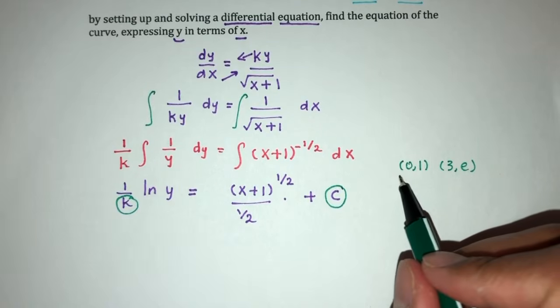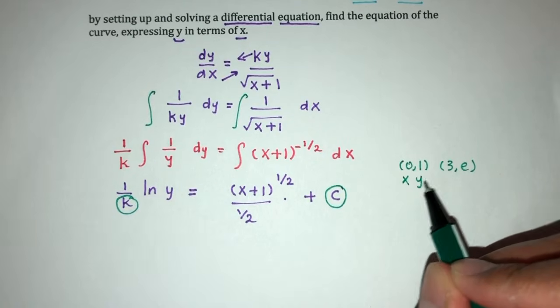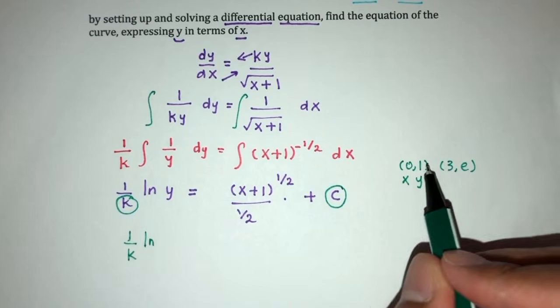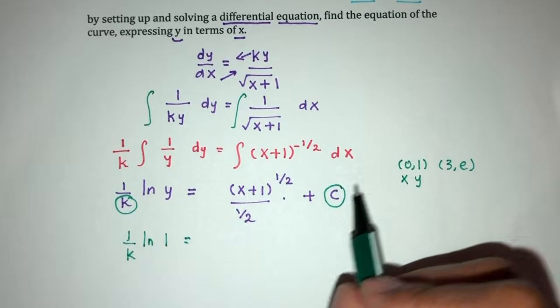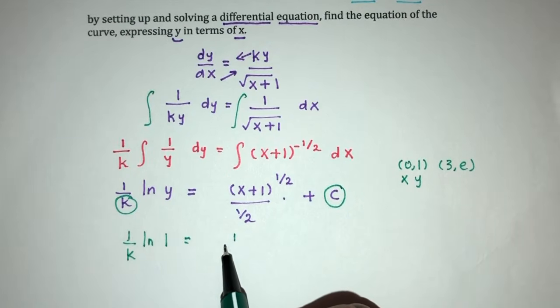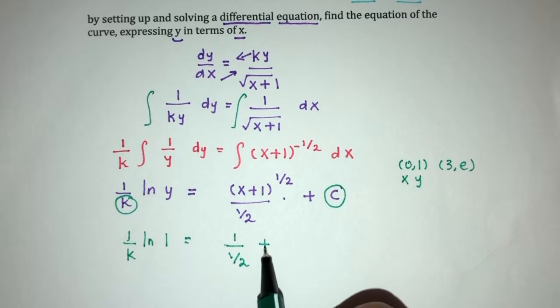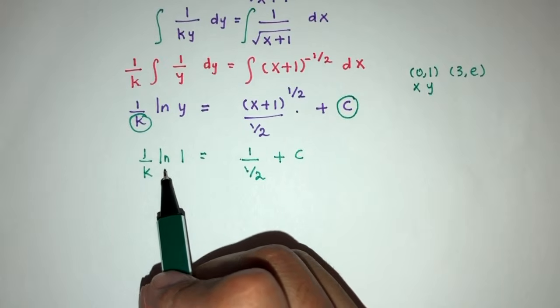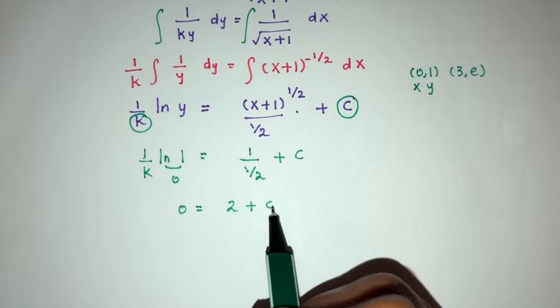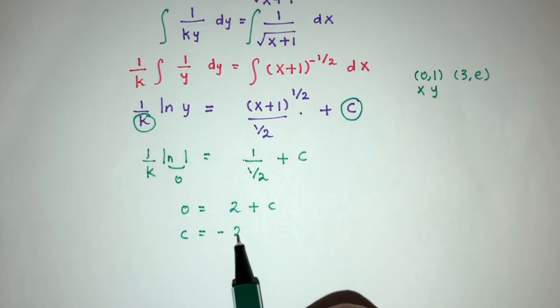The first one we can use is this one. This is my x value and my y value. So replace, you will have 1 over k ln of 1 is equal to, that will be 0 plus 1 is 1, 1 power half is 1, over half, that will be times 2. But anyways, plus c. So that will give you 0 equals 2 plus c. So c will be the value of minus 2.